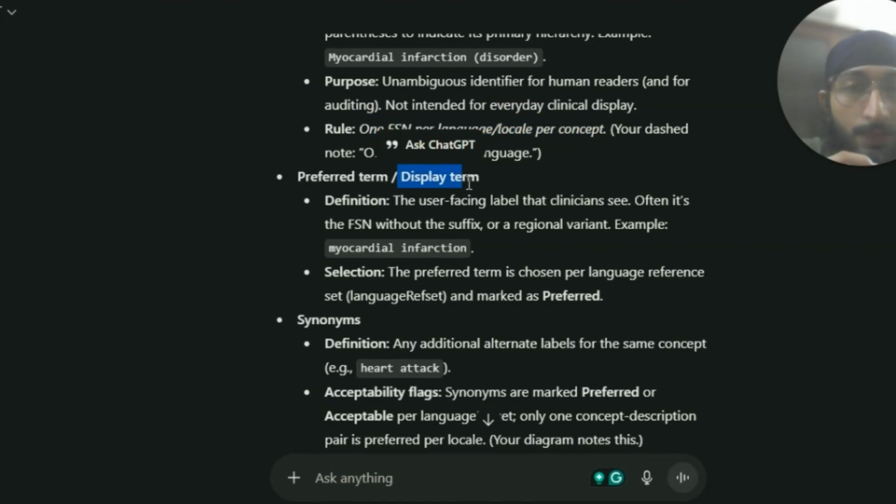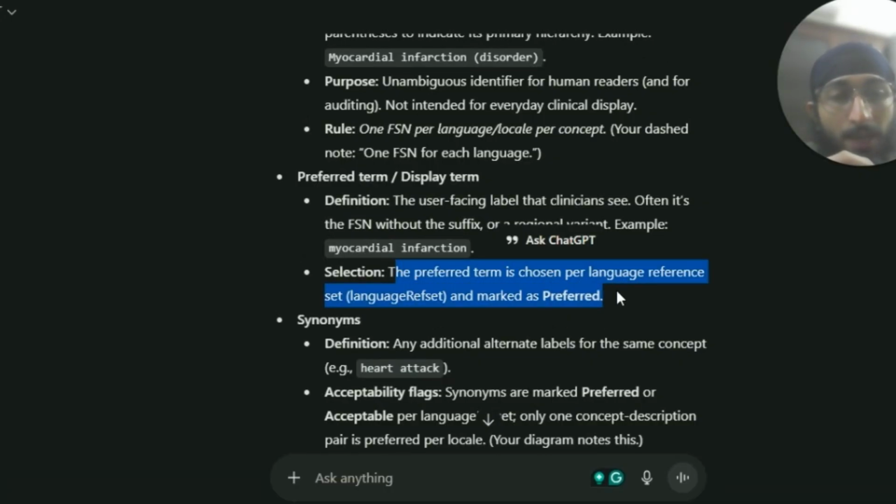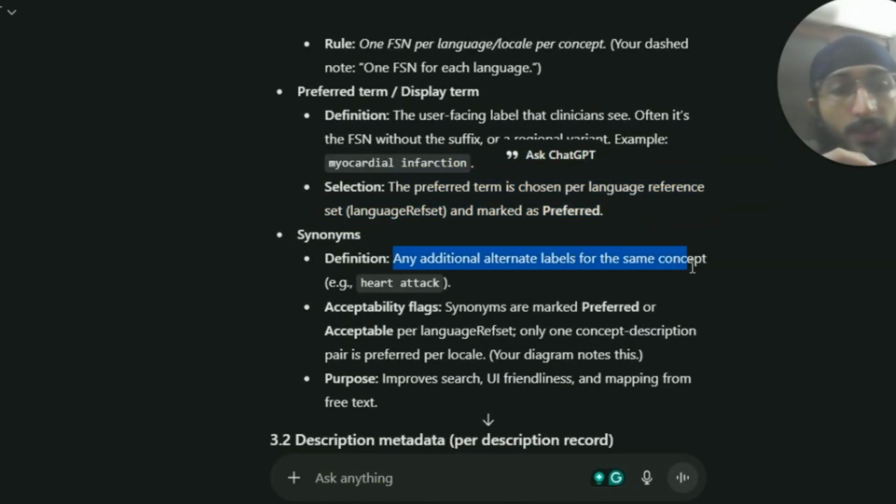Then we have the preferred term, or display term, that is the user-facing label that clinicians see. Often it's the FSN without the suffix, or a regional variant, for example, myocardial infarction without the suffix. Now the preferred term is chosen per language reference set and marked as preferred. Then we have synonyms, any additional alternate labels for the same concept.